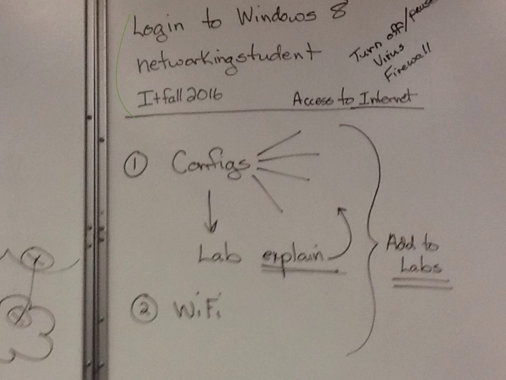So here's the things. We logged in here, made sure they had access to the internet, they turned off virus and firewalls. We talked about the configs, put it in the lab, and then they explained the running config, show IP route, show the routing table, and the pings. So they should explain that. All that is added to the labs. They did the Wi-Fi, and that should be added to the labs. And it was a lot of question-answer items in class. So that's it for this part.